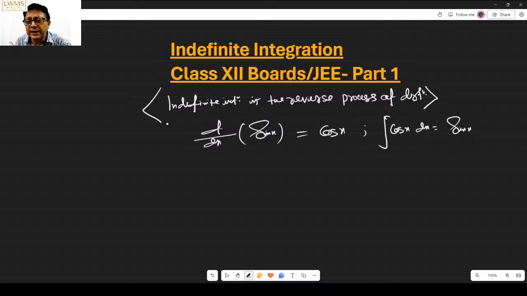Why is the symbol taken like this? I mean, this looks like an S. Why will the symbol be like this? It is because of the fact that this stands for summation.